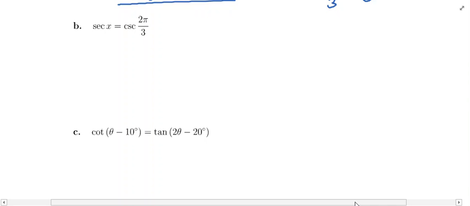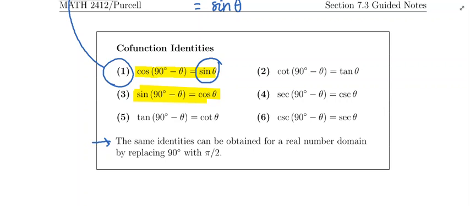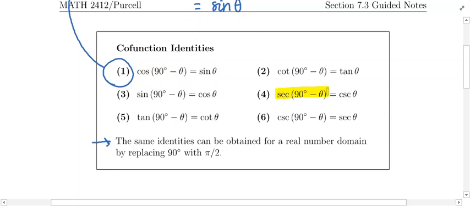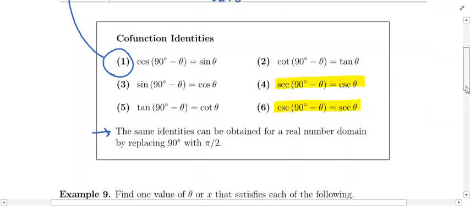But again, I'm going to try to use a cofunction identity on this. I need an identity now that relates the secant and the cosecant. So if I go back up to my box, let's see here. We need secant and cosecant. This one would work. This one also. These two both relate secant and cosecant, but again, it's better to use one over the other.